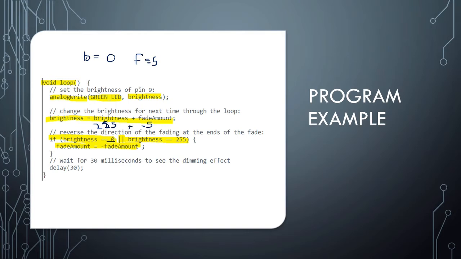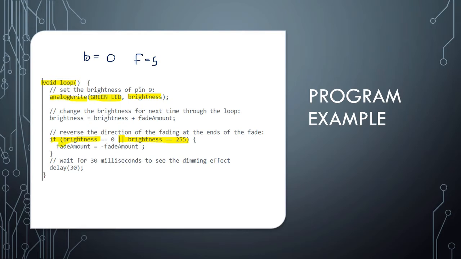And then when we met this condition and we hit 0, it's going to flip the fade amount again, right? Two negatives cancel each other out. So it becomes a positive 5 again. So then we start with 0 and we're adding 5 all the way back up. So this if or line down here, I'll re-highlight these.